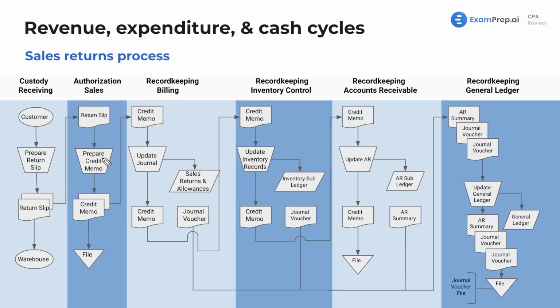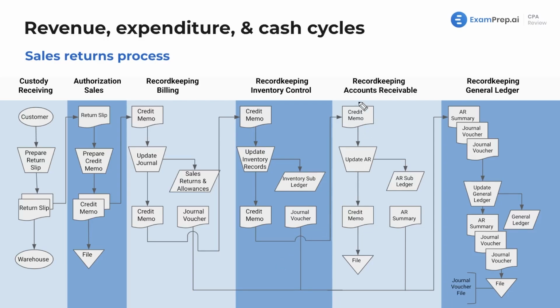They're going to prepare that credit memo. They're going to store it in the file. They're going to give it to the billing department, essentially going to deal with the sales returns and allowances account, going to reverse that and give that credit back to the customer. Going to send that over to the inventory control. Going to update the inventory record. So you see how it's all separated out. Those who are in charge of inventory, we don't want them in charge of cash. We want that all separated out.